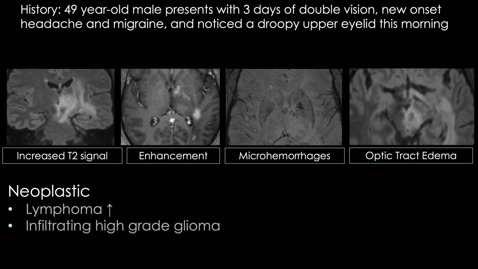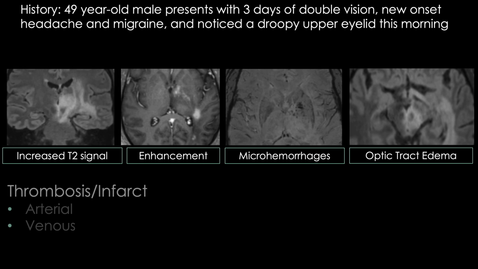An infiltrating high-grade glioma is also a possibility, but less favored as again there seems to be little mass effect and no evidence of necrosis. So we might include it toward the end with TB and sarcoid. Finally, let's talk about a thrombosis or thrombi causing infarction.